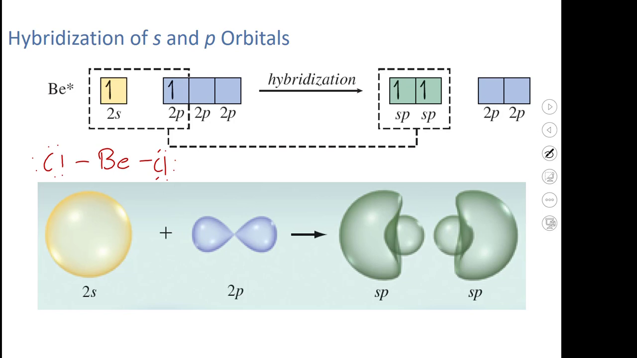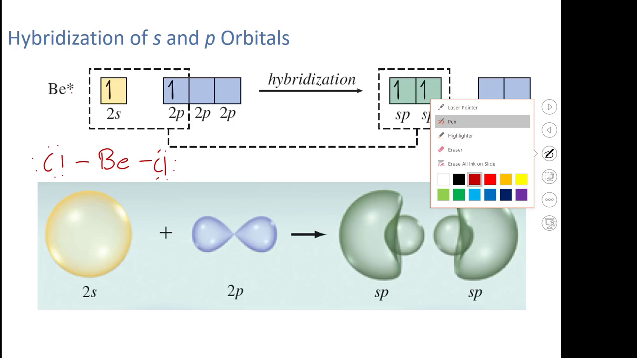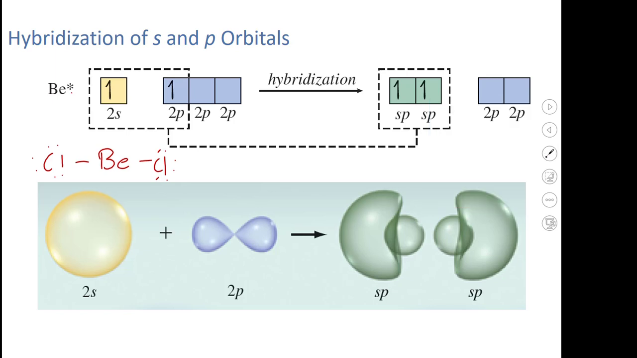Normal beryllium only has 2 valence electrons. They're both in the s. So just as I just did with the carbon, I'm going to make that a star, meaning I'm going to excite it. When I excite that, that is going to move one of those electrons up into a higher energy shell. But I still can't bond directly to it the way it is because I wouldn't get a 180-degree bond angle. I also wouldn't get equal bonds.